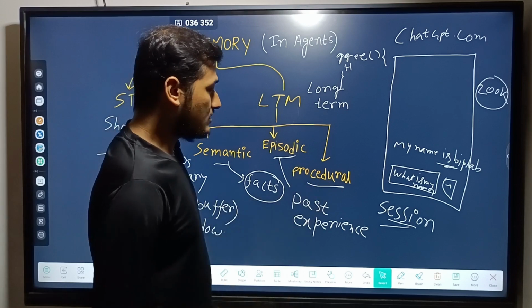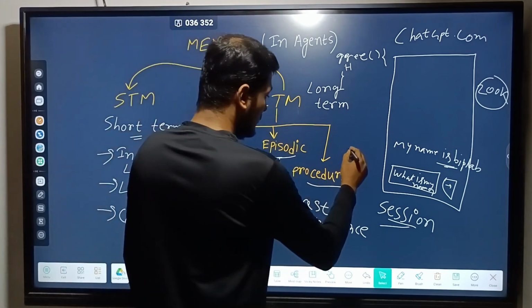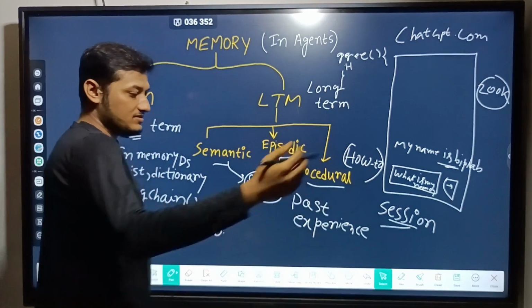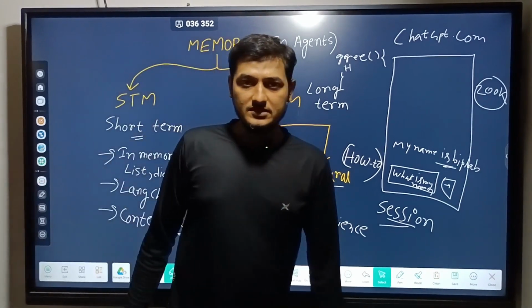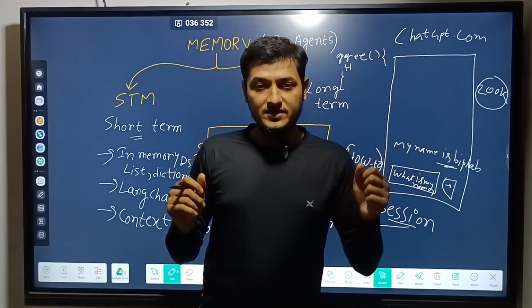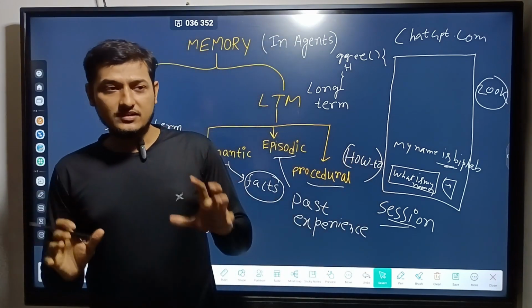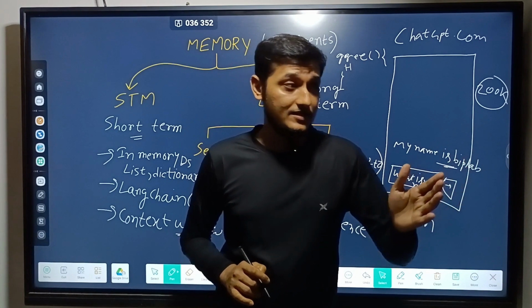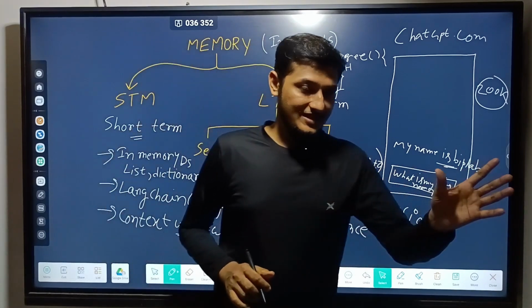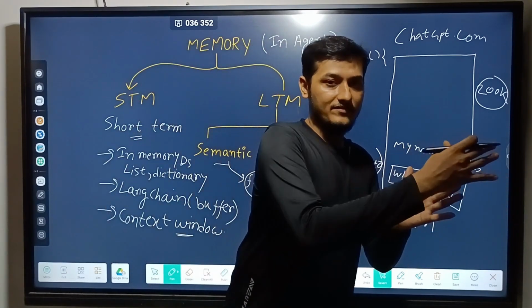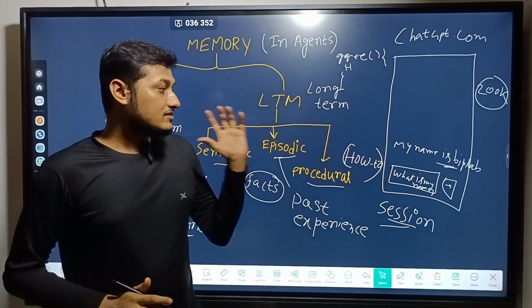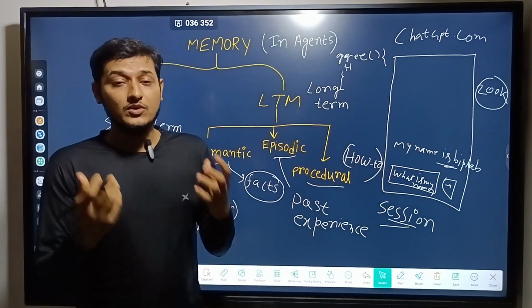Now what is this procedural? Procedural means how to. Suppose there are self-driving cars, and when you are driving that self-driving car, how will that car learn how to take the left and how to take the right turn? That car is going straight, and after some time it is turning left, and after some time it is turning right. So how will this car learn and how will this car remember?